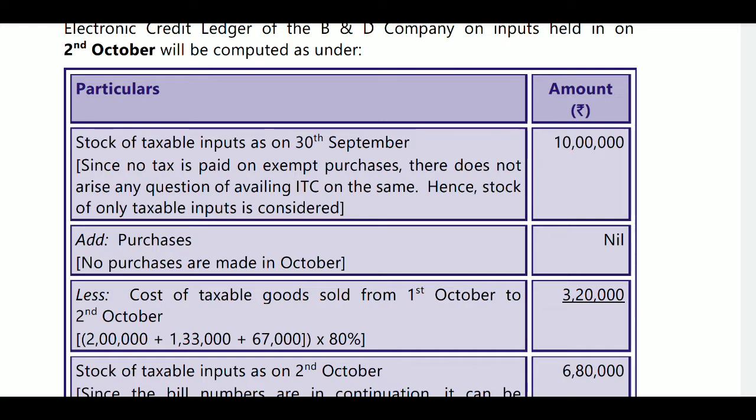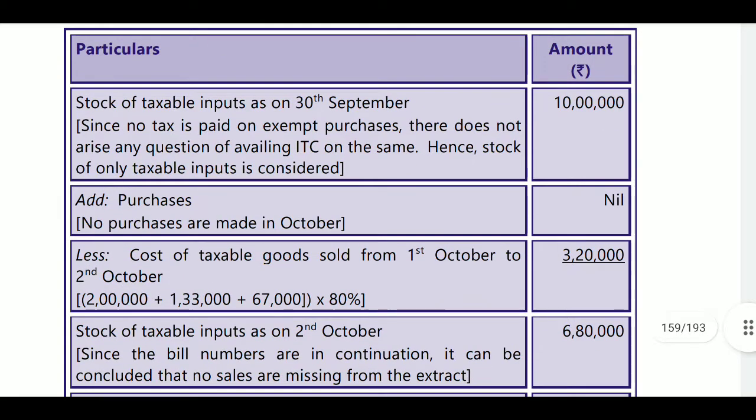Why? Because the 20% is not considered, that is, the cost was already inflated by 20%, that is, the profit margin is 20%. So the profit margin we will not take for the cost of goods sold. So 80% will be taken for 2 days: 2 lakhs plus 1 lakh 33 plus 67,000, into 80%. What is this amount?